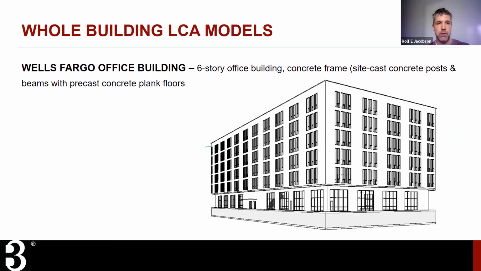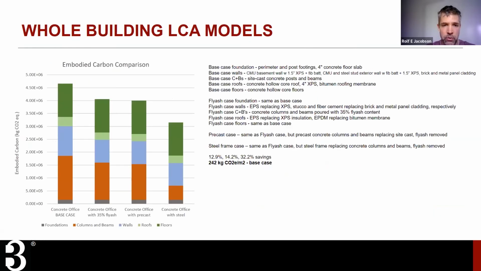This is another example case, the Wells Fargo office building. This is more of a commercial style, obviously, a 6-story concrete frame. The base case was site cast concrete beams and columns with precast concrete plank floors. So there's a number of different cases shown here, again broken down into impacts by foundations, columns and beams, walls, roofs, and floors.